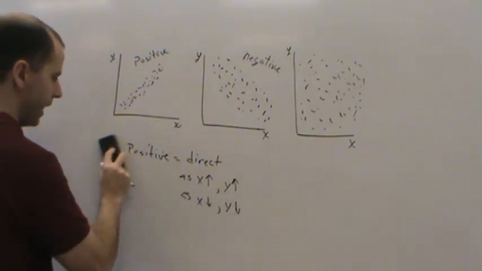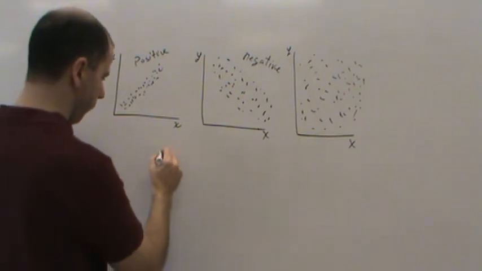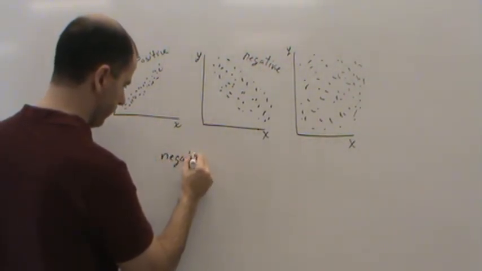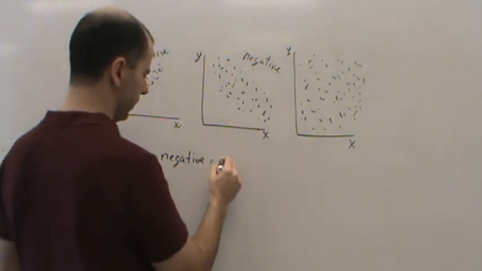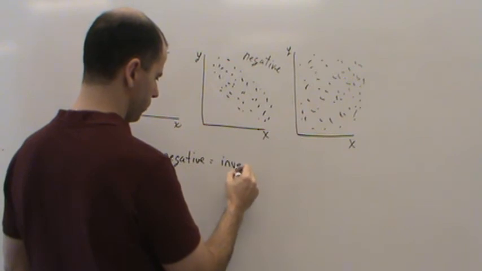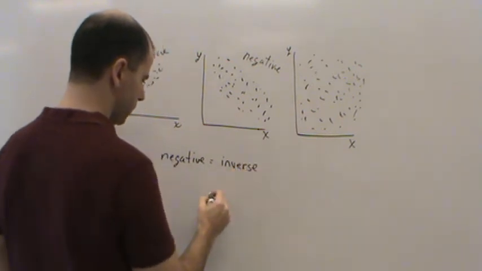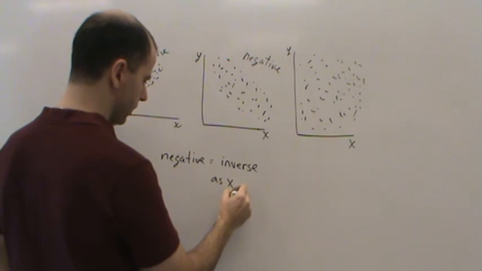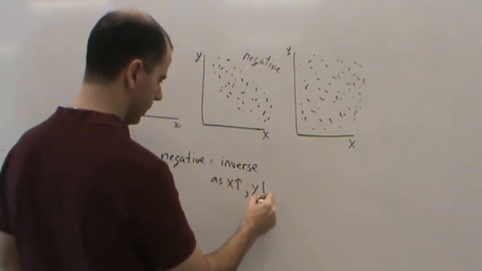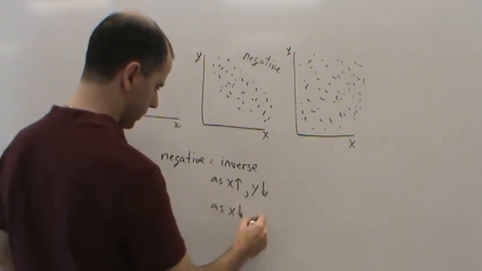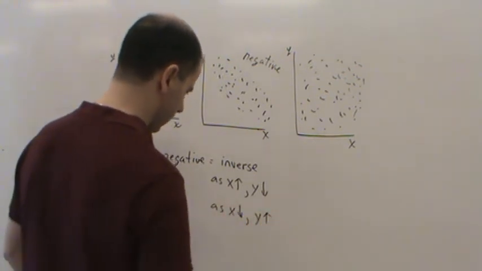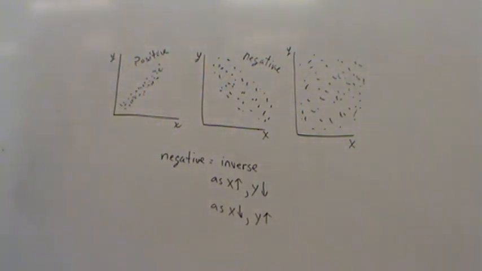With negative correlation, or negative association, it is also called inverse correlation or association, which means as X increases, Y decreases, or as X decreases, Y increases. So we also call it that from time to time. So again, just understand negative and positive, direct and inverse, mean the same thing.